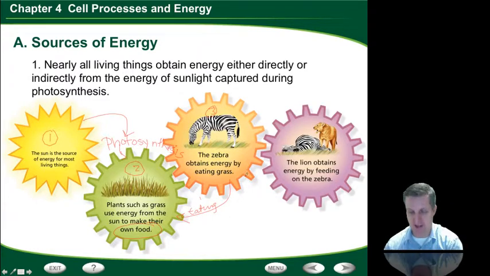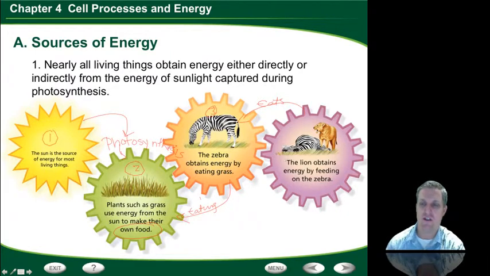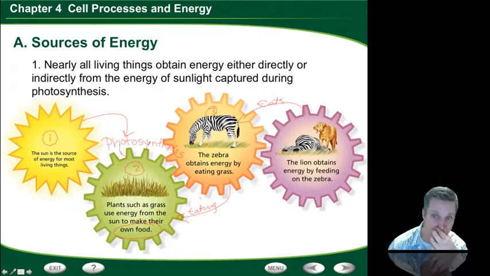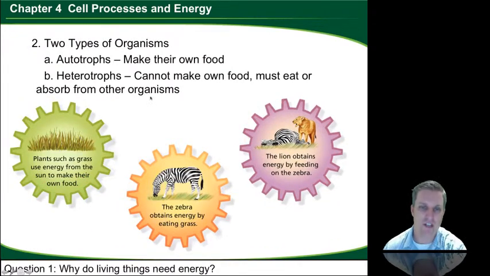Well, then the lion comes along and the lion eats the zebra. Now, tracing this back, could the lion eat the zebra if there was no sun? No. No sun, no grass, no grass, no zebra, no lion. And ultimately what we see is this cycle where even upper carnivores, like this lion, are receiving ultimately their energy from the sun. And that's that cycle of how energy is processed.